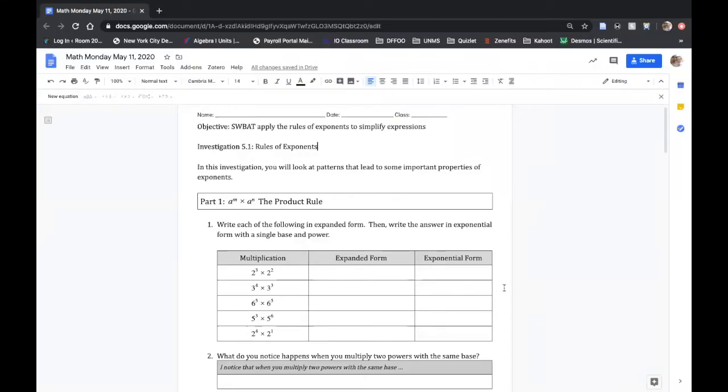Okay, good afternoon, ladies and gentlemen. So our objective for today is that students will be able to apply the rules of exponents to simplify expressions.